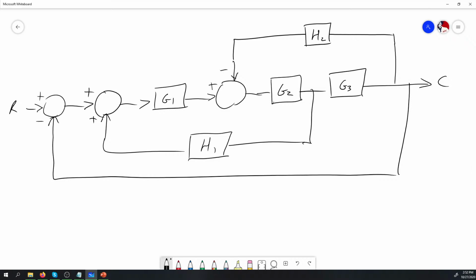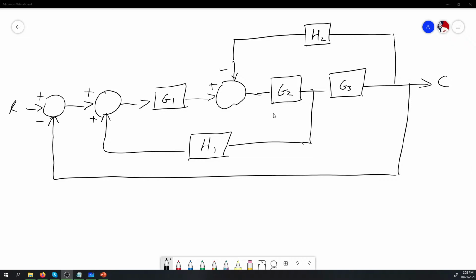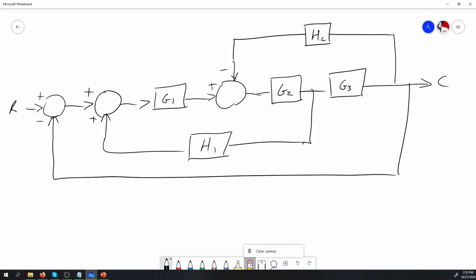So in moving this takeoff point here from the left of G3 to the right of G3, so let's move this. I'm going to put this on the outside here. The compensation is that in moving to the left of a block to the right of a block, we're going to have to divide by that affected block, so that's going to be 1 divided by G3 here.